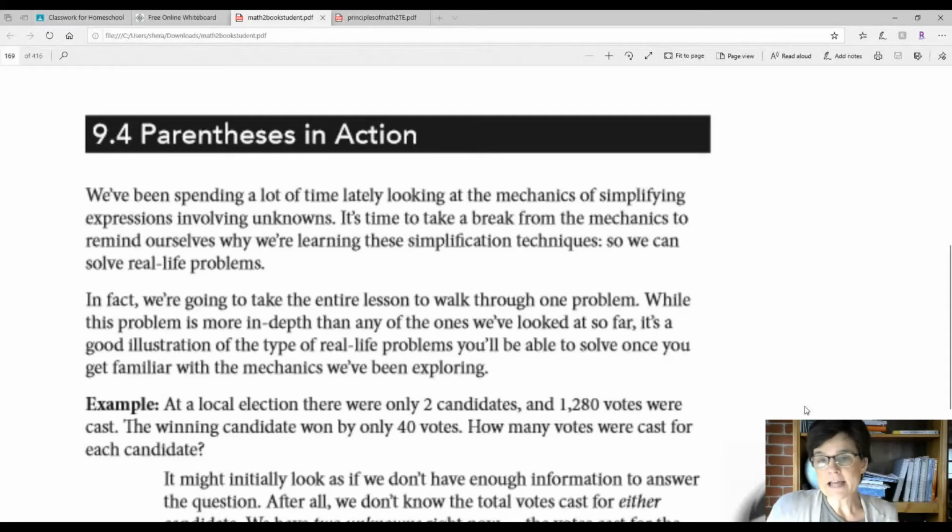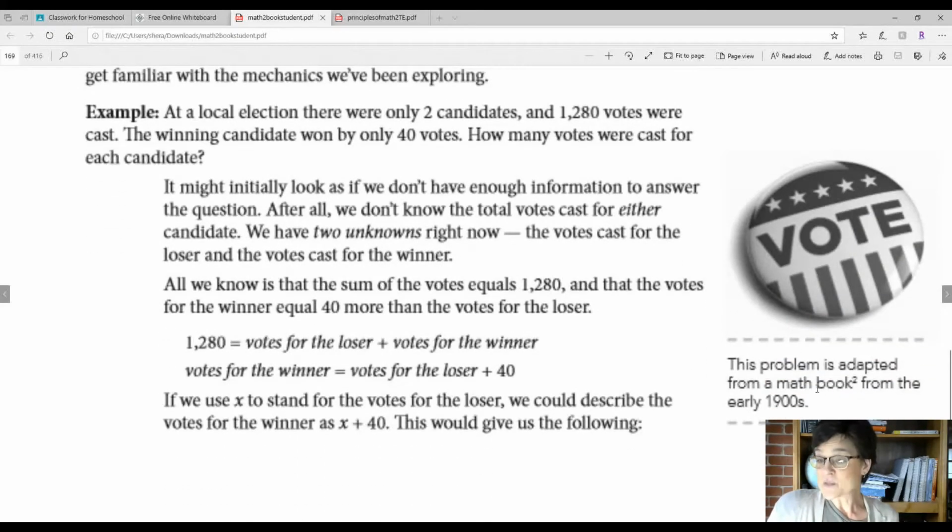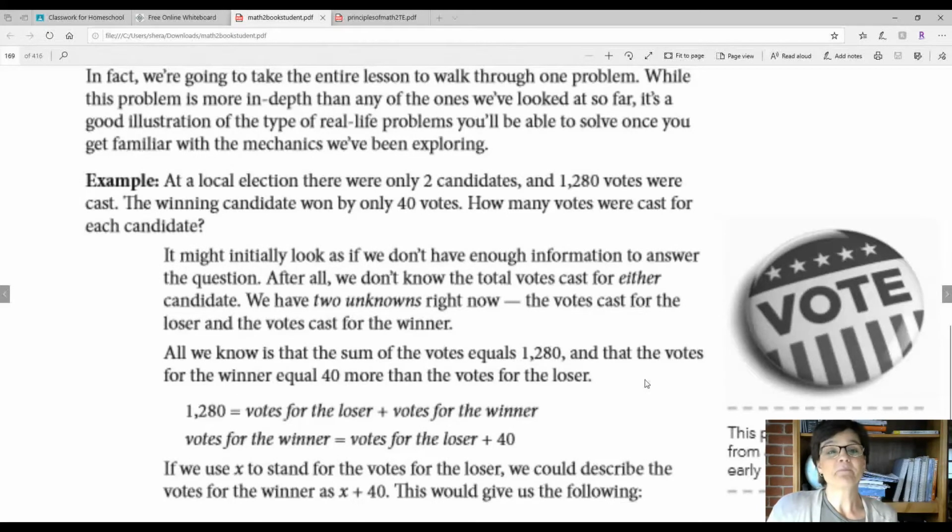So we've been spending a lot of time looking at the mechanics of simplifying expressions involving unknowns. Time to take a break from those mechanics. Basically, this entire lesson, which is not all that long at all, we're going to be solving one problem. It's a real life type problem so that you can see how it goes. Now, I want you to note this little note right here. This problem was actually adapted from a math book from the early 1900s. So, hey. All right. So, here's our example.